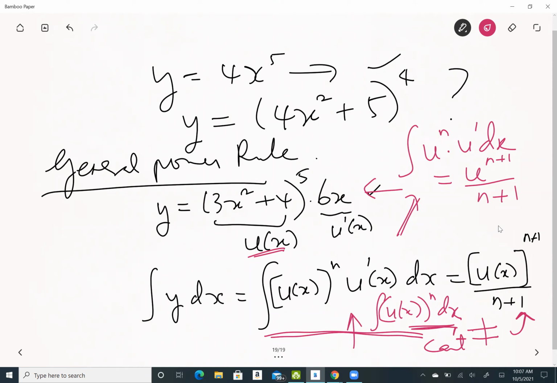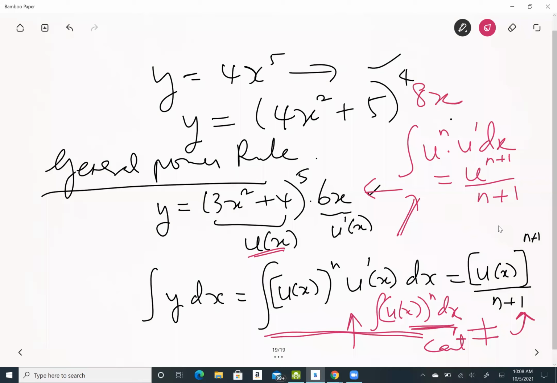Okay, all right. So if you look at this function here, we cannot integrate this function in that form. We can only integrate it if u prime is present there. So the function that we can integrate would be if I have here 8x.